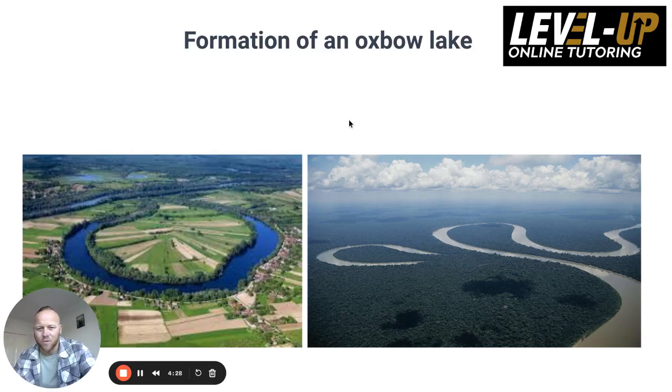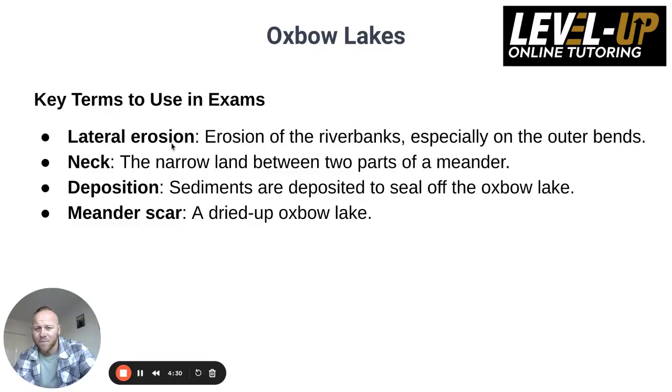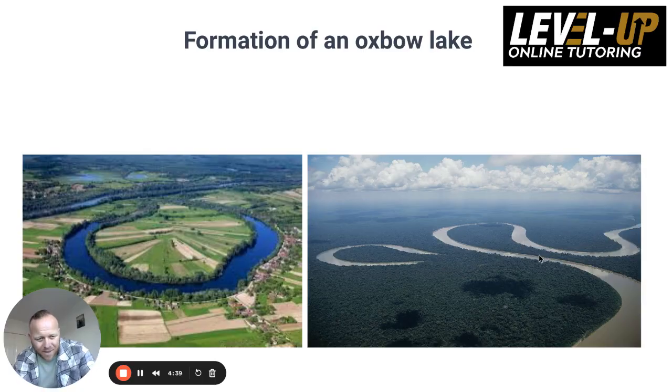So let's go into that in a bit more detail. Same sort of words as before, lateral erosion, deposition, but this idea of a neck as well, which is the narrow bit between two parts of a meander. So this bit right here is called the meander neck. And there's another neck in here. So that's a key term you need to know about.